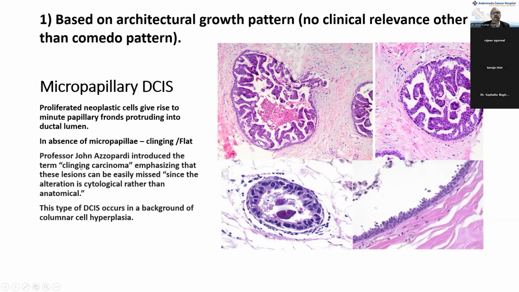We are no longer using the term clinging carcinoma, but in 1979, Professor Azzopardi introduced this term, and he emphasized that these are lesions where the alteration is cytological rather than anatomical. We won't see the proliferation of the epithelium, but we should closely watch these lesions for cytologic atypia. This type of DCIS occurs in a background of columnar cell hyperplasia.